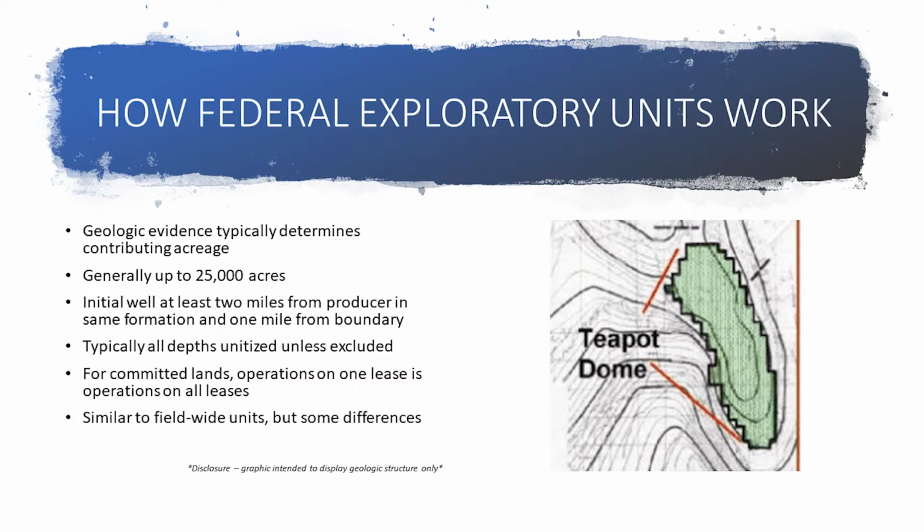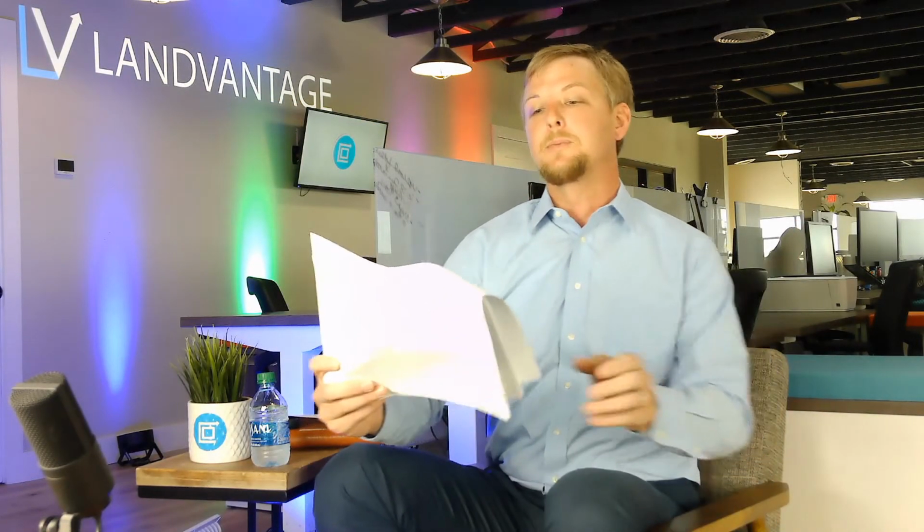And this is similar to field-wide units, and you're going to notice a lot of similarities through the presentation, but there are some differences in how federal units work versus a field-wide voluntary unit or a water flood unit that you might see in other states such as Oklahoma or Texas. And if anybody's interested, there's a lot of history on that Teapot Dome.